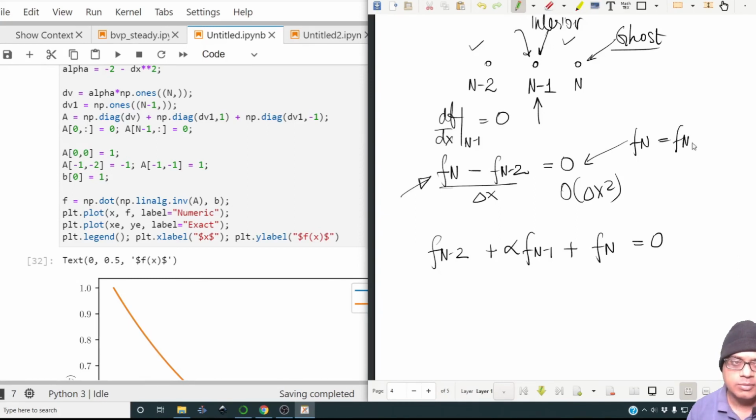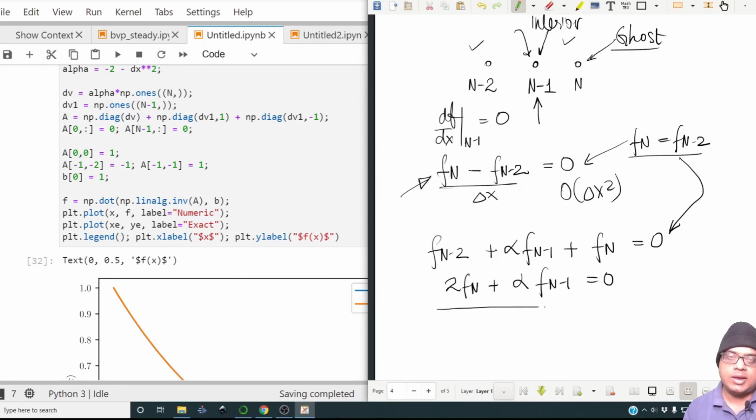Fn equal to fn minus 2. So substituting this over here, I will have twice fn plus alpha fn minus 1 equal to 0. And now this is the last equation that I should modify everything to.